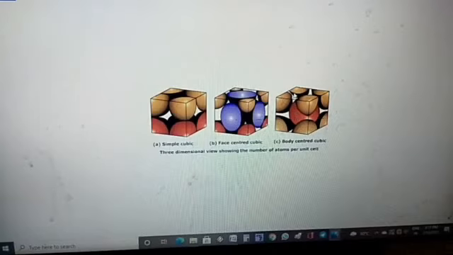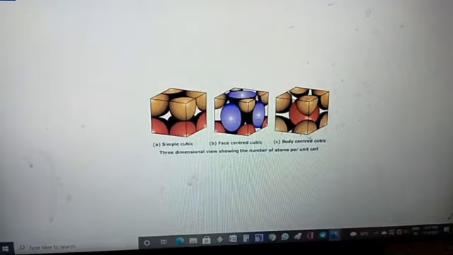See here, the particles which are at the corners are shared by 8 adjacent unit cells. But the particle which is present at the center of the body, body center means the constituent particle should be present at the center, no? So the central particle which is present here belongs to only that particular unit cell.